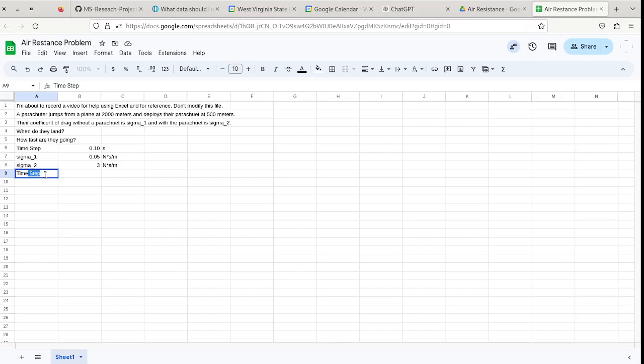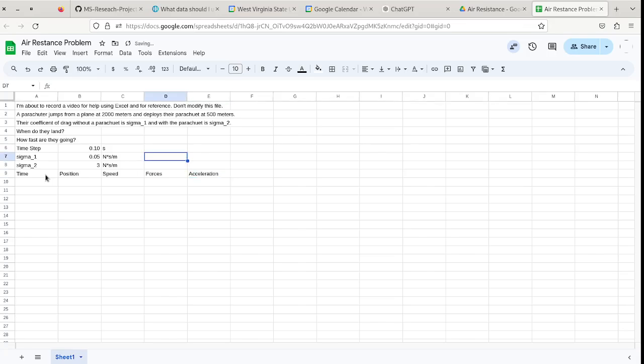So I have time, position, speed, and we need the forces on them, and then acceleration, and then we're going to use the stuff we have learned in class to solve this problem.